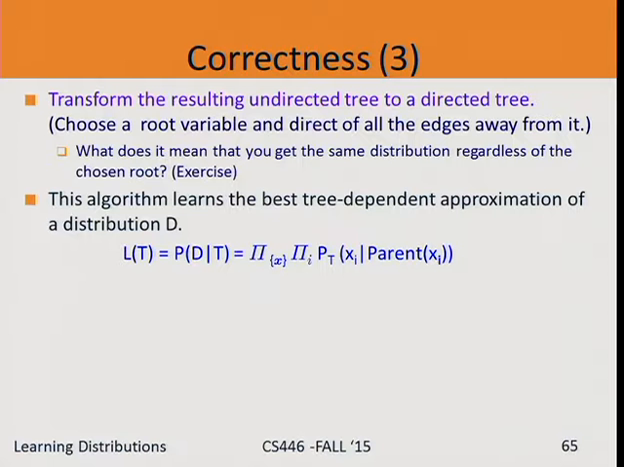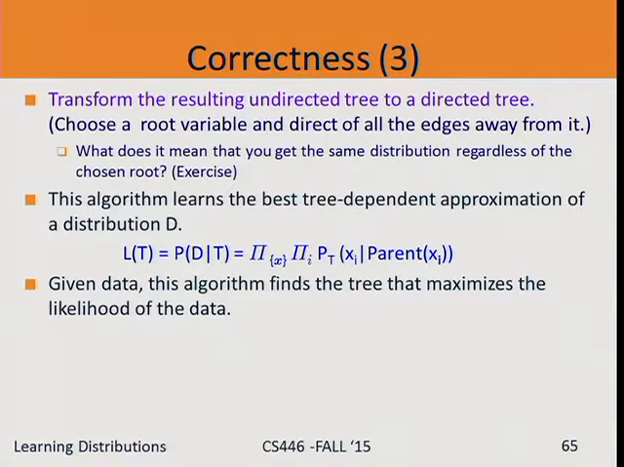Okay, so in this step, as I said, choose a root variable and direct all the edges away from it. It is one of the problems in the coming problem set, I think, that is going to be out today. And in fact, it's by far the easiest step of the three, but still good to be able to write it down. Okay. So this algorithm, as I said, learns the best tree-dependent distribution, the best tree-dependent approximation of any probability distribution. I don't care what the source distribution is.